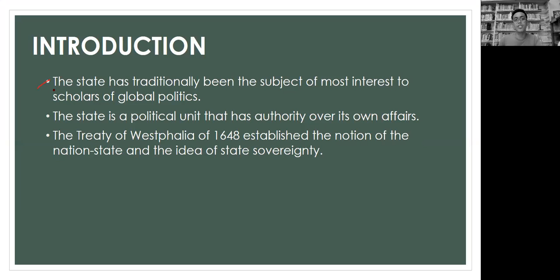First, the state has traditionally been the subject of most interest to scholars of global politics because it is viewed as an institution that creates warfare and sets economic policies for a country. Furthermore, the state is a political unit that has authority over its own affairs. In other words, its borders are recognized by other countries. So it is assumed that whoever is in charge of those borders has the right to determine exactly what is going to happen in their country.